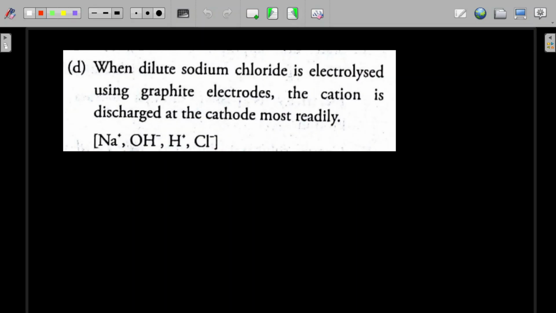When dilute sodium chloride is electrolyzed using graphite electrodes, which cation is discharged at the cathode most readily? Vanishika, tell me. H plus. Whenever H plus and sodium ion are there, it's always H plus, whether it is dilute or concentrated doesn't matter.